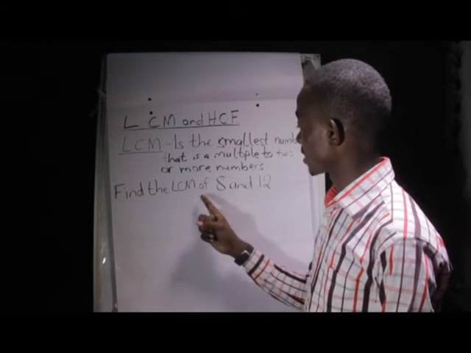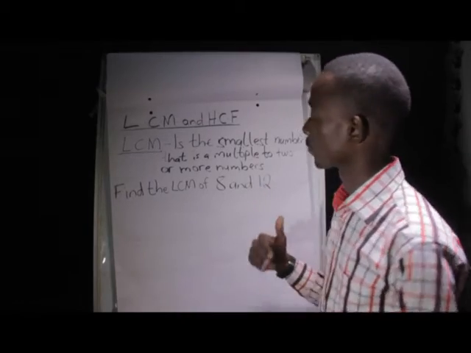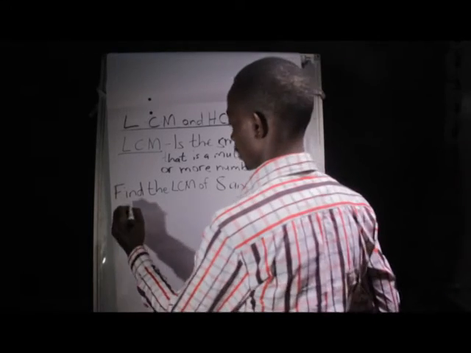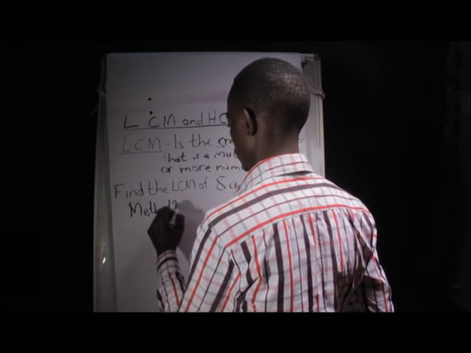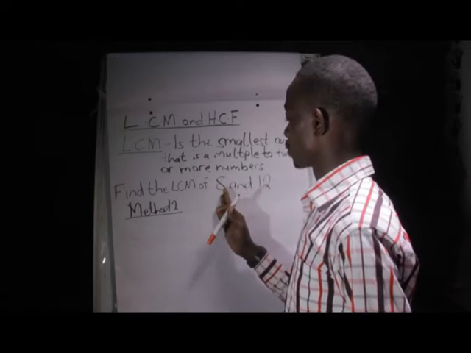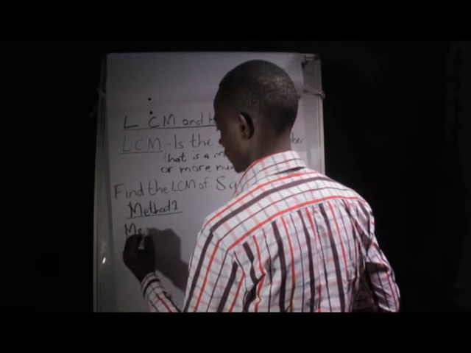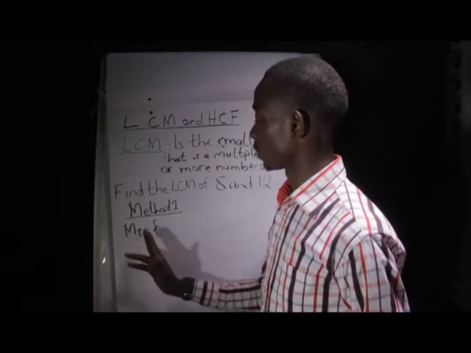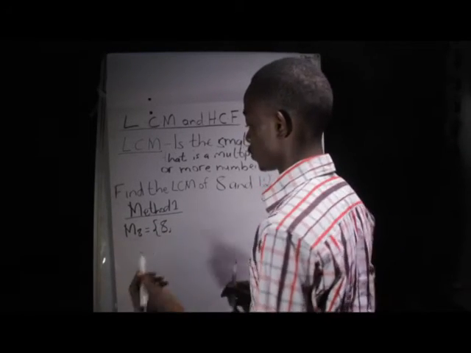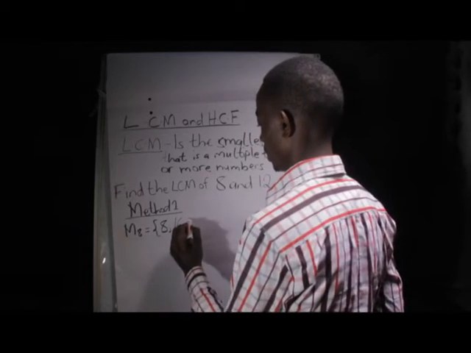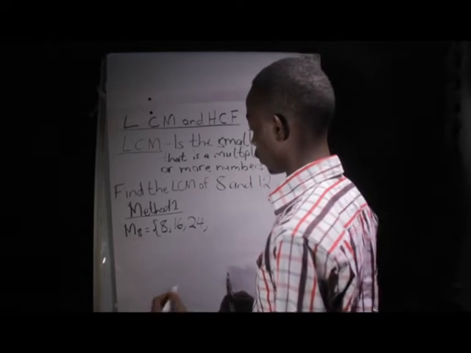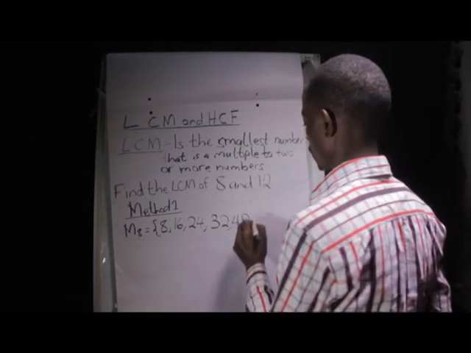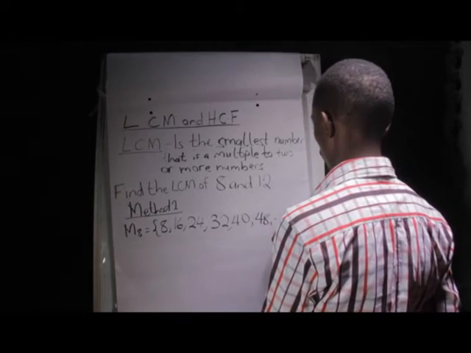Method number one, I can first list the multiples of 8 and the multiples of 12. From there, I identify the multiple which is common to both 8 and 12. So, in my method one, I start by listing the multiples of both 8 and 12. I can start with the multiples of 8. To get the multiples, you get this number and multiply it with the natural numbers. So I start with 8 times 1, it gives me 8. 8 times 2 gives me 16. 8 times 3 gives me 24. 8 times 4 gives me 32. 8 times 5 gives me 40. 8 times 6 gives me 48, and so on.